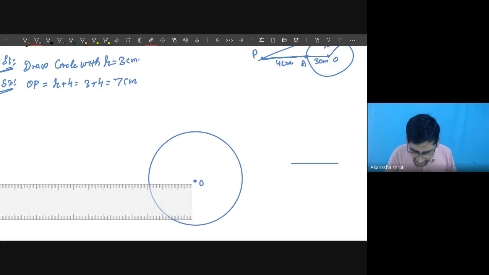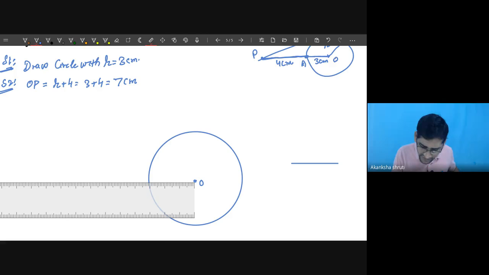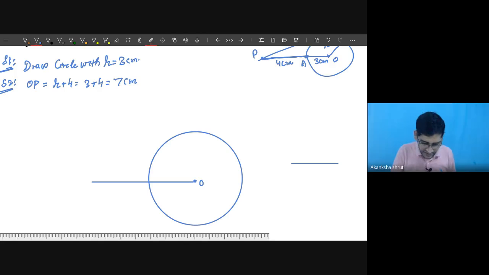Now take it for 4 centimeter from the boundary. You are getting 1, 2, 3, and 4 from the boundary. It is this one, but the radius is also our 3 centimeter. So this is the point P that we have allocated. Okay, student, it is the second step that we have done. Afterward, we have to draw the segment bisector of OP.